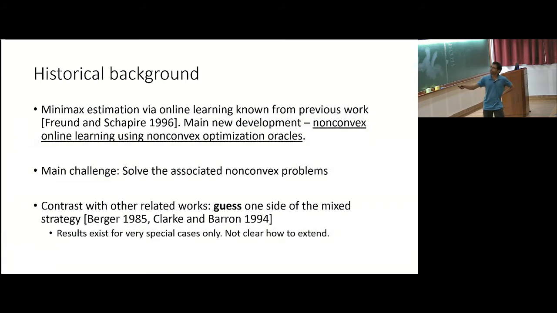However, as I mentioned, the main challenge is to actually implement the FTPL algorithm and, in particular, solve the associated non-convex problems. If we contrast this with other related works which do classical minimax estimation in the statistical literature, they end up guessing one side of the mixed strategy, but this guessing is not an easy algorithmic process. These kinds of results are known only for very, very special cases, and it's usually not clear how to extend them. Whereas the approach that we have presented here is fairly general, but implementing it might be challenging in many scenarios. Okay.